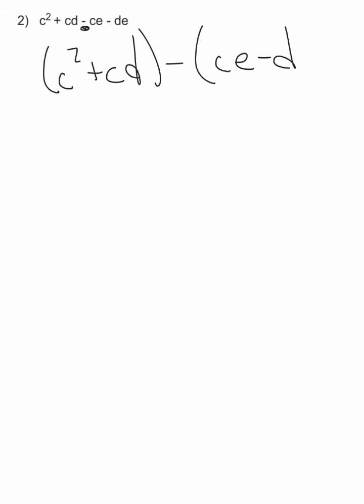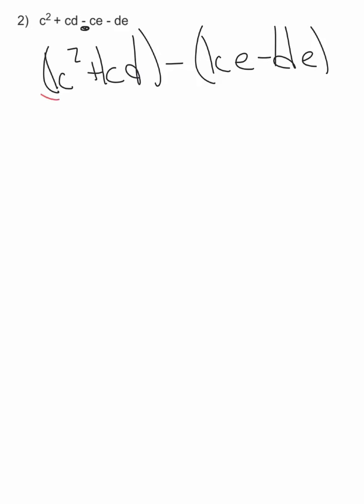Okay, so let's look at the second example. We have c squared plus cd minus ce minus de. So we're going to start by grouping. So we're going to group the first two. So parentheses c squared plus cd. And then notice this is a minus, so I'm going to put a minus. And then we'll group the last two, ce minus de. Now, if you want to, you can put 1s in front of all of these, because we don't have any numbers. So this means our coefficient would be 1 on all of them.